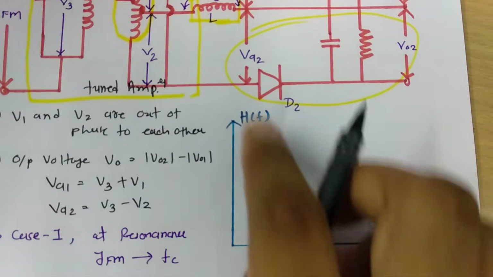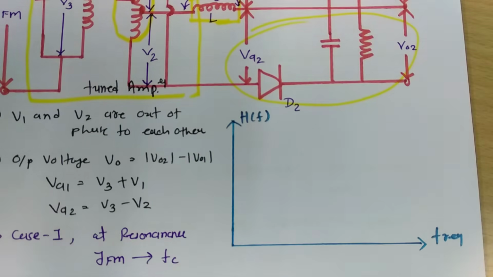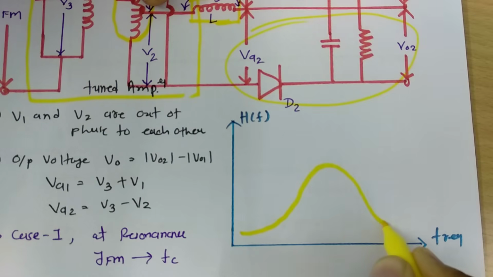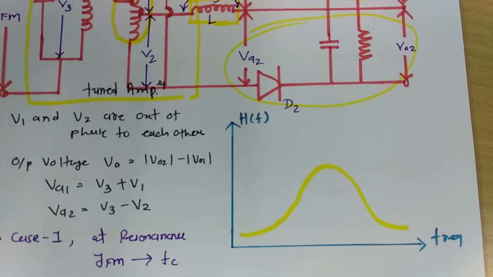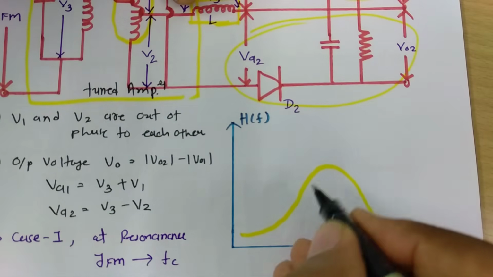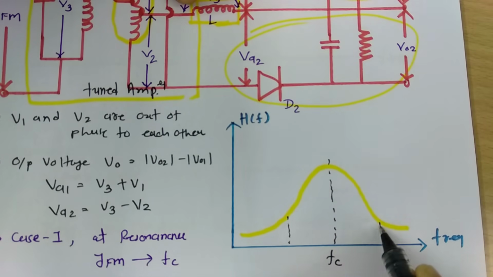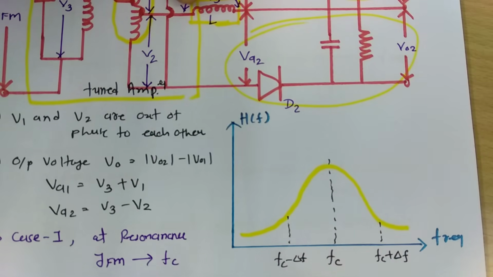So if we see the response of the tuned amplifier, the response will appear like this, where its center is tuned at FC frequency, and if I say deviation over here, then that will be frequency FC minus delta F, and over here that will be FC plus delta F. That is how deviation is happening.